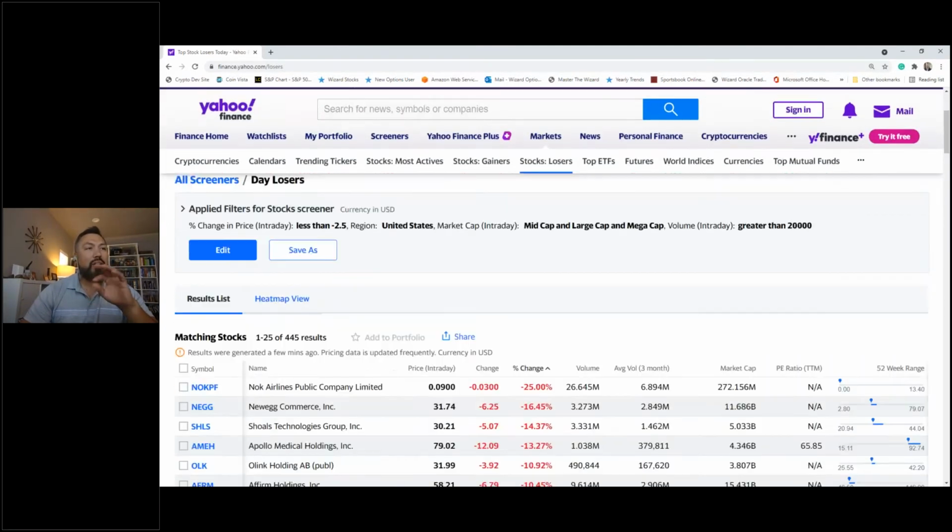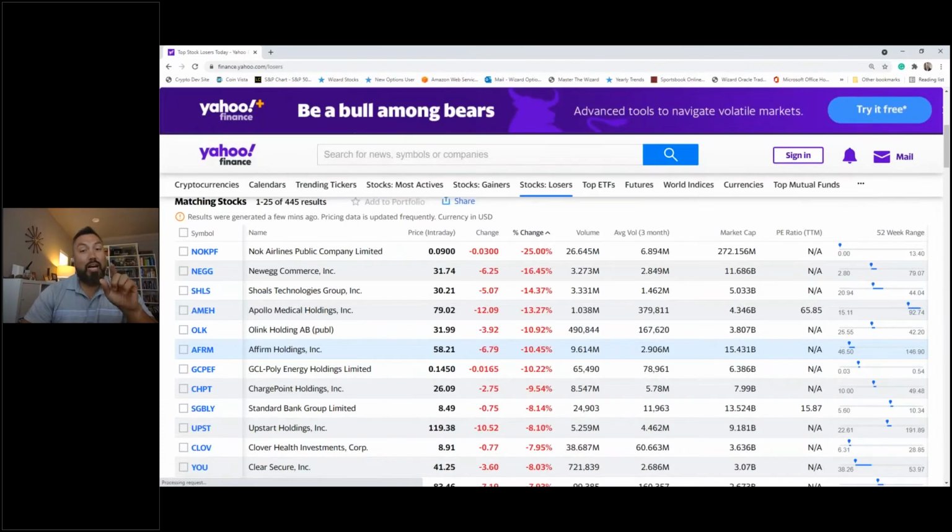So these are the top stocks that lost the most, okay? You have gainers, losers. Look at Newegg Commerce. Today's stock price fell 16%. It's a big dip. Now, if I bought a put on that, I'd be a happy camper, right? The average day is 2.8 million. Today's 3.2. Stock price fell 16.5% almost, right?